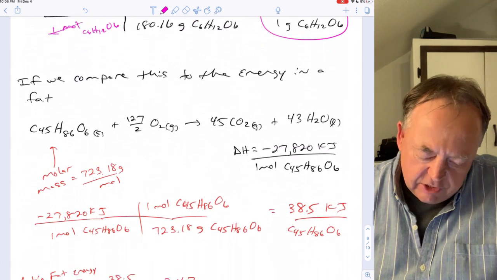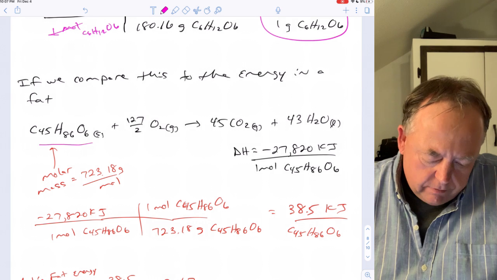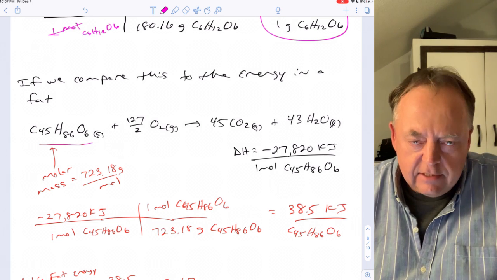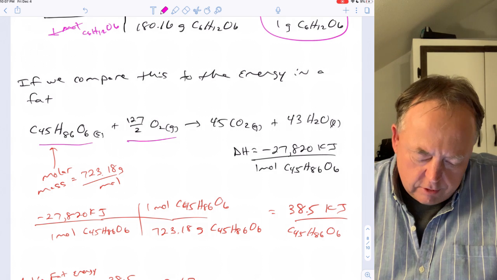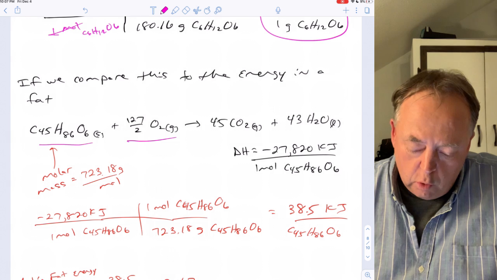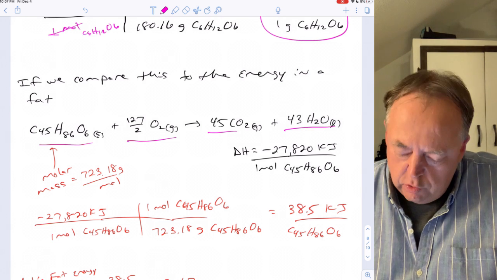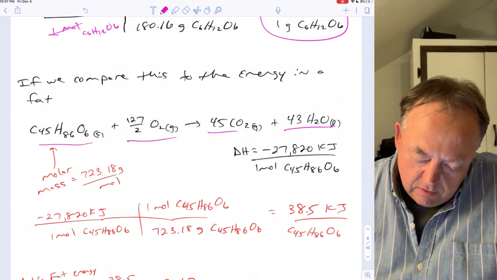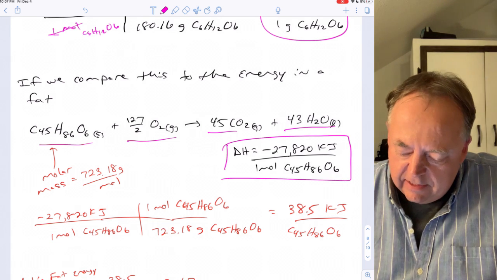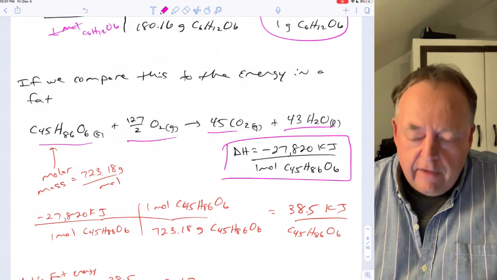If we compare that to the metabolism of a fat, for example, fats have lots of carbons, lots of hydrogens. So if we took a typical fat, C45H86O6, with 127 divided by 2 moles of O2, that makes 45 moles of CO2 and 43 moles of H2O. In this case, delta H is given to you. That's negative 27,820 kilojoules per mole of the fat.